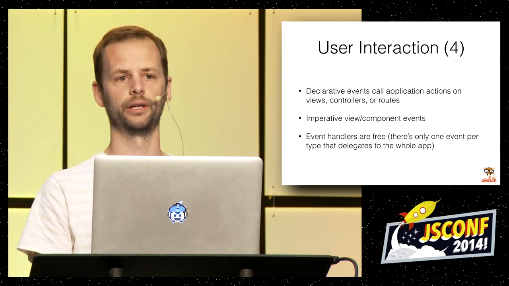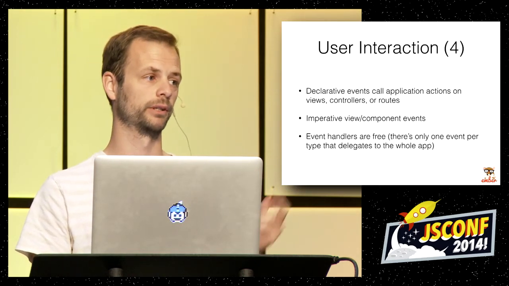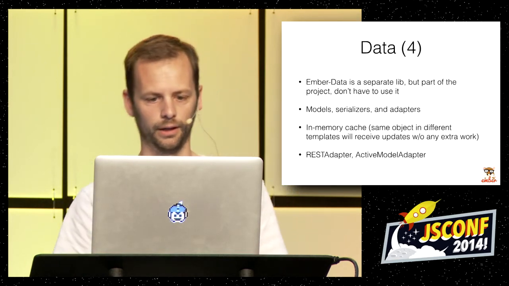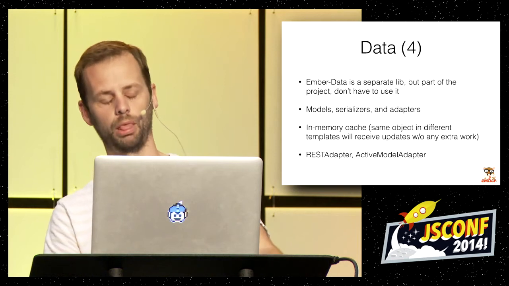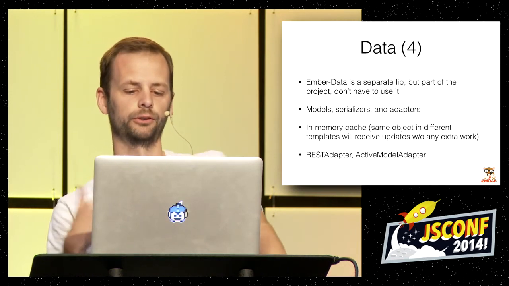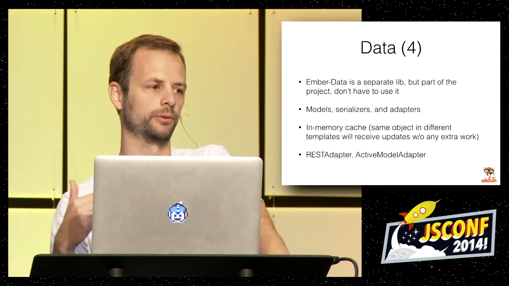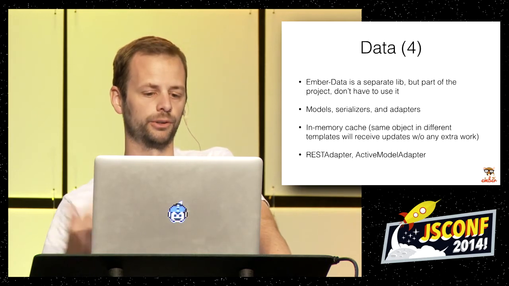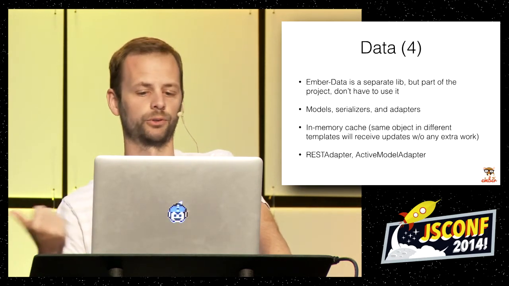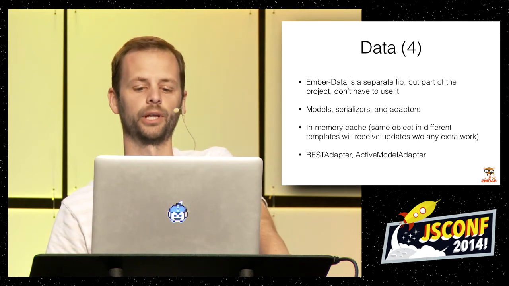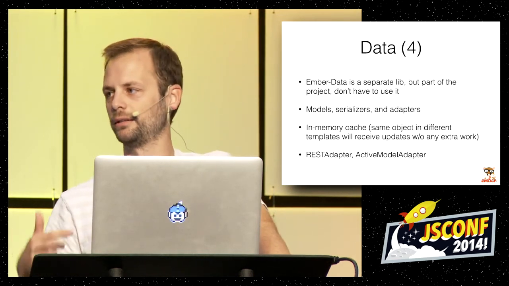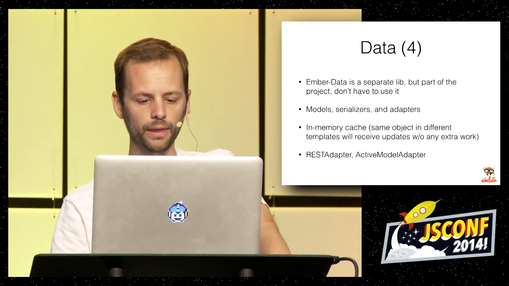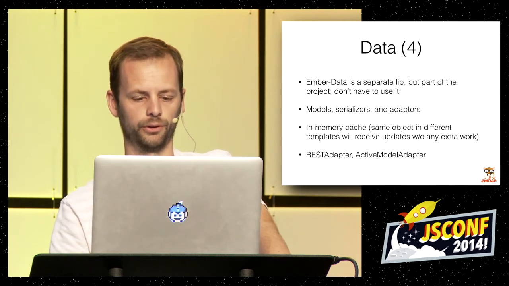Also, event handlers are free in Ember. You can add 1,000 of them and it's not an expense because everything's just delegated. So there's one click handler for the entire app. Data, Ember Data, is a separate library, so you don't have to use it, but it's got model serializers and adapters so that you can connect any sort of API into Ember Data. Be able to serialize how you need to, be able to talk to some service with an adapter how you need to. It's also got an in-memory cache, so when you ask for an object by some ID, you get that same object every single time you ask for it, which makes keeping things up to date easy. And it ships with two adapters that a lot of people can use out of the box.